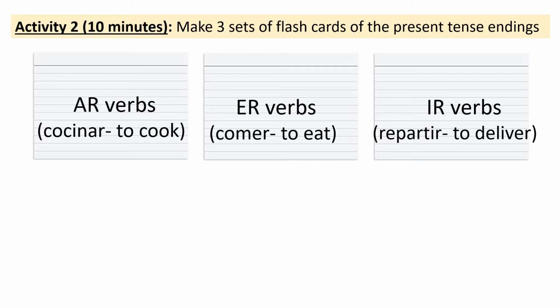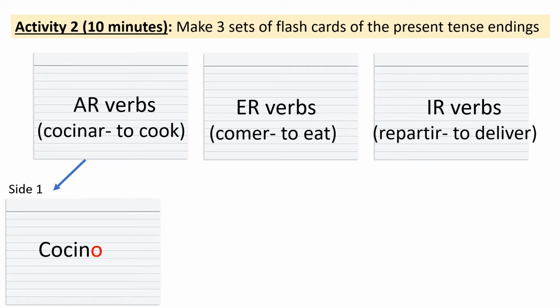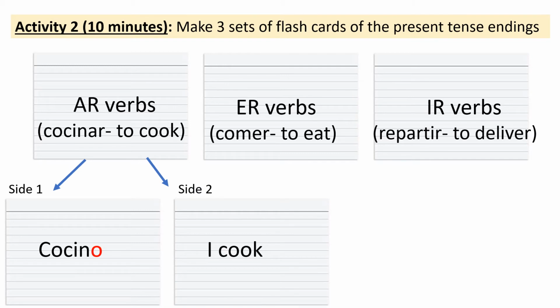Just to show you what your flashcard will look like. On one side, you will write cocino. And then on the other side of that flashcard, you'll write I cook. And so on until you've done the 6 persons. I cook, you cook, he or she cooks. We cook, you plural cook, they cook. You'll also do the same for comer and then for repartir. Remember that you have these verbs and their endings in the table which you have just copied into your book. Please spend 10 minutes now making your 3 sets of flashcards.